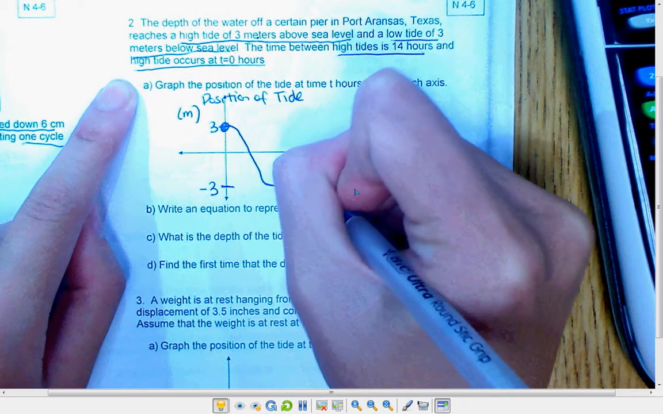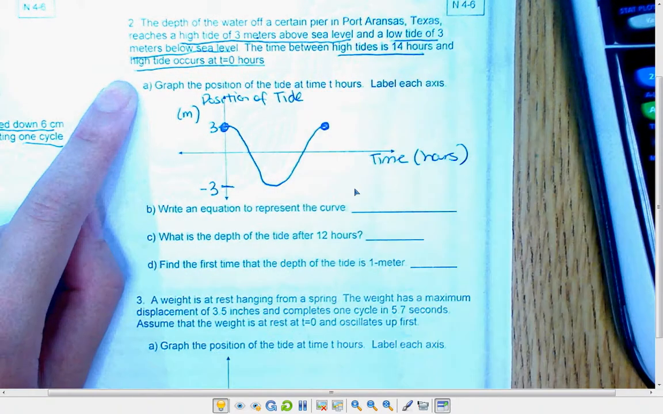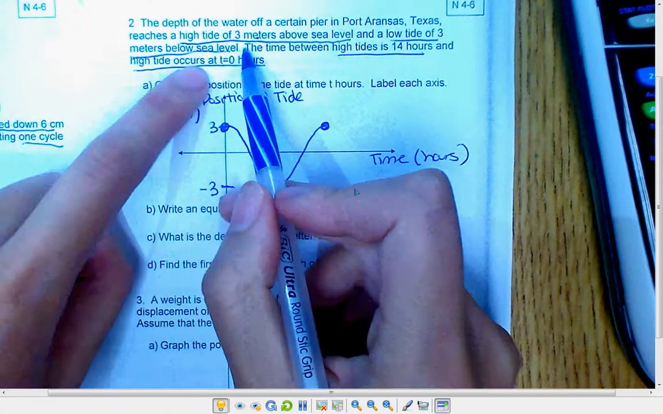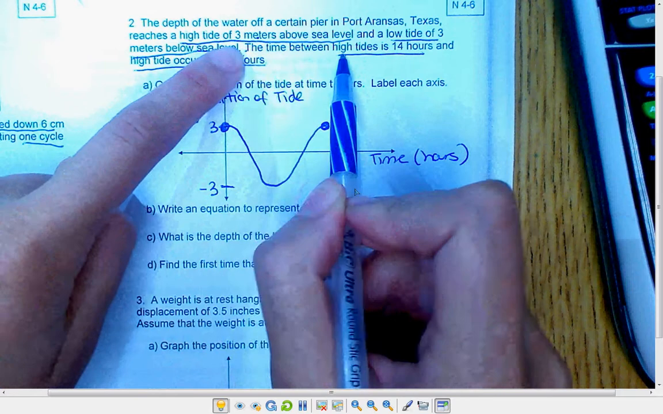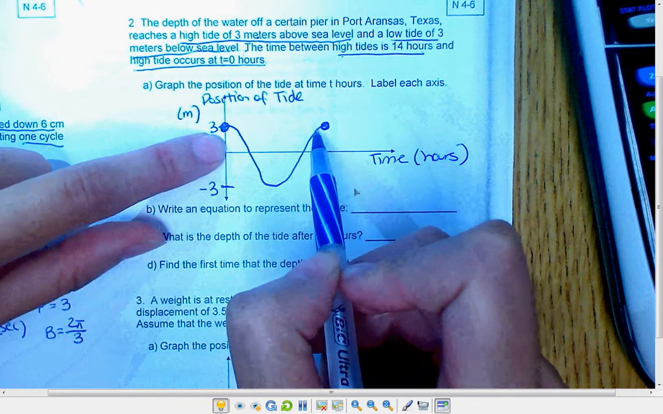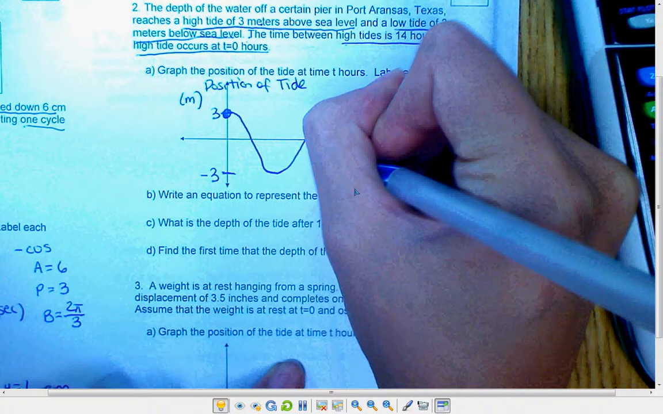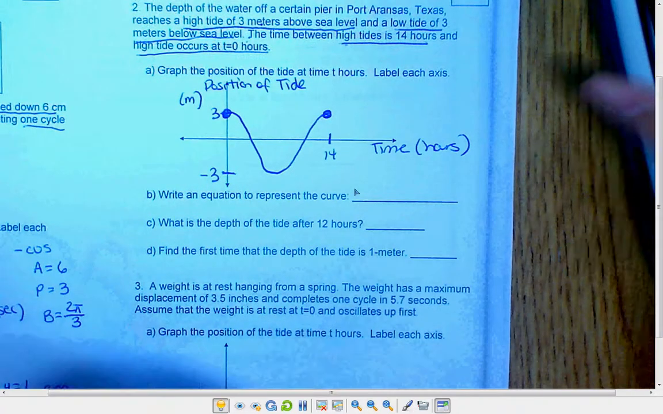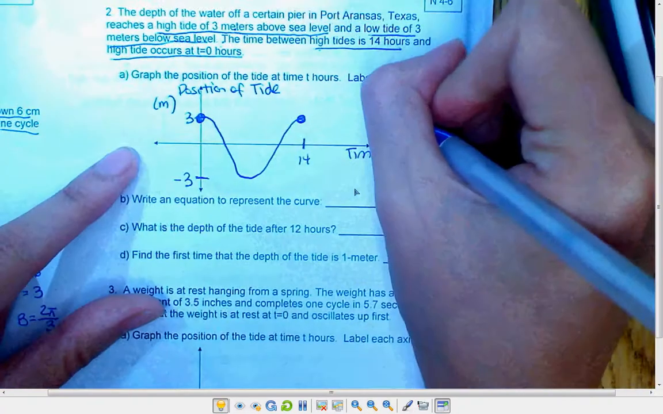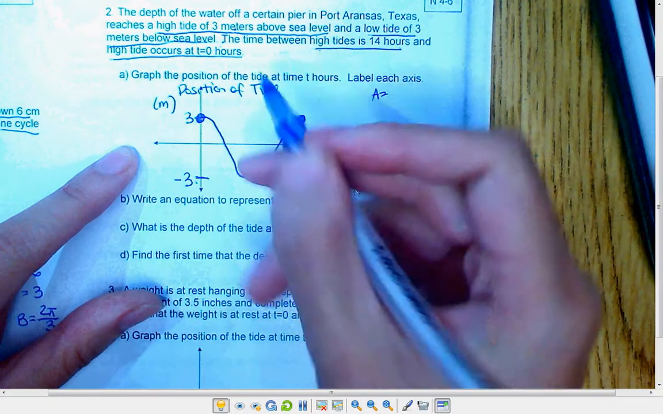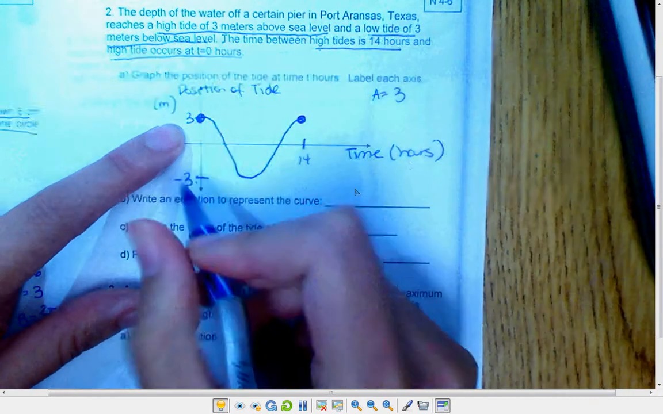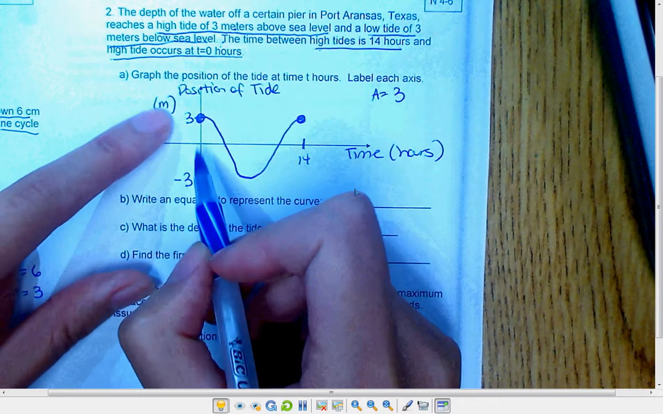So let's draw our full cycle. This is one period. It's telling you that the time between high tide, so from one high tide to the next high tide, which is your period, is 14 hours. So this is 14. Okay, so it's clear to see from this, your amplitude, highest to lowest, is 3. Right, so it goes up to 3, down to 3.